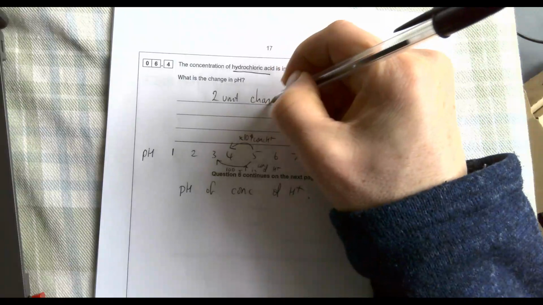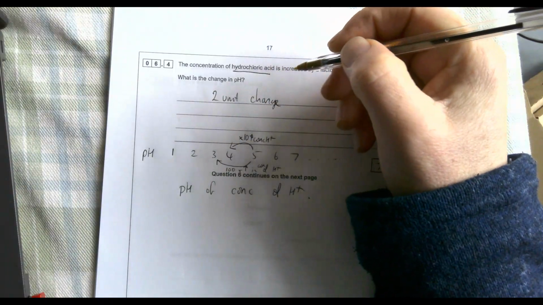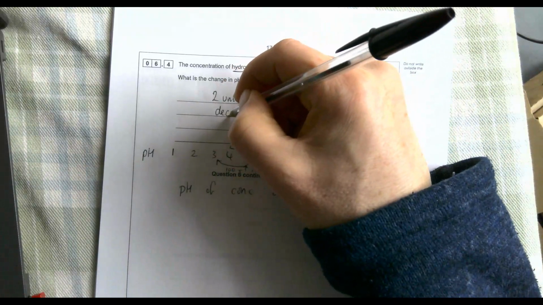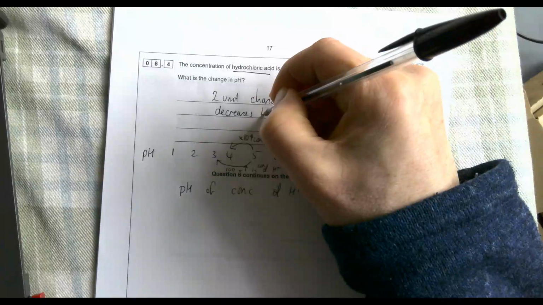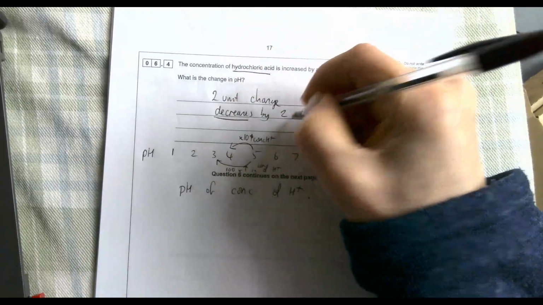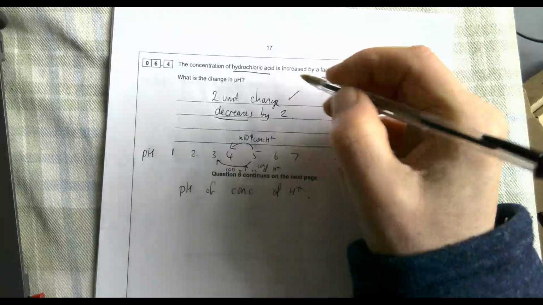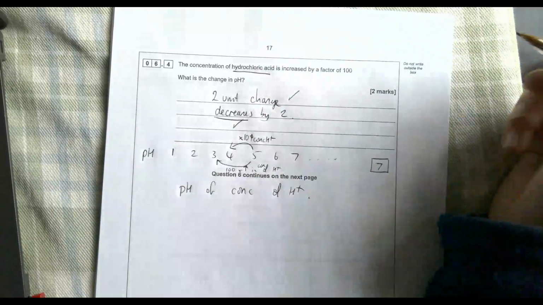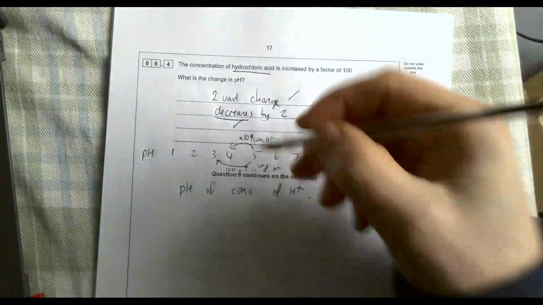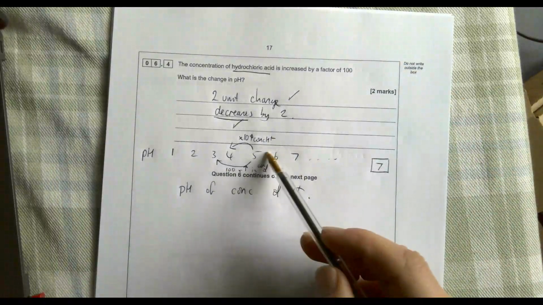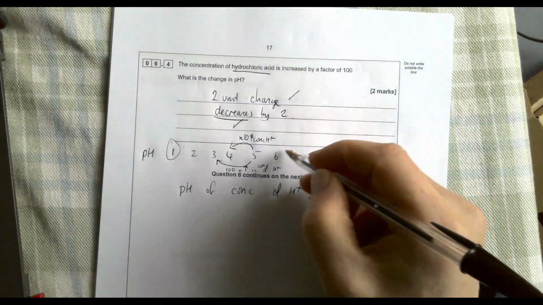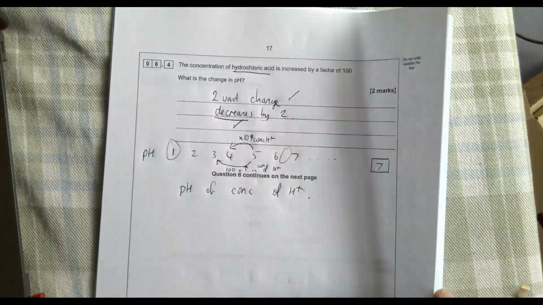But to get the mark, I'm just going to check the mark scheme, yeah, you've got to say it decreases by 2. So 1 mark for saying it's a 2-unit pH change, and you get the mark for saying that it's a decrease in pH. Now, easy to forget that one, but of course you know that this is the strongest acid. This is the weakest acid about here somewhere, right?